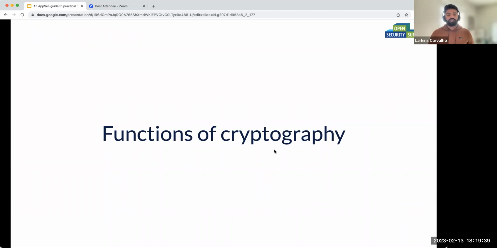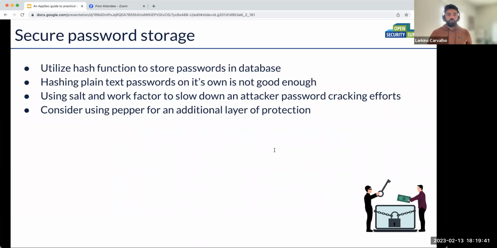So moving on to the functions of cryptography. Secure password storage. With cryptography, we can securely store passwords. We can use hash functions, but hashing itself is not good enough. There are different attacks like rainbow tables and pre-calculated hashes if we just use hash functions to hash plaintext passwords. So what we need to do here is use salt and a work factor to slow down attackers' efforts. Consider using pepper for an additional layer of protection.